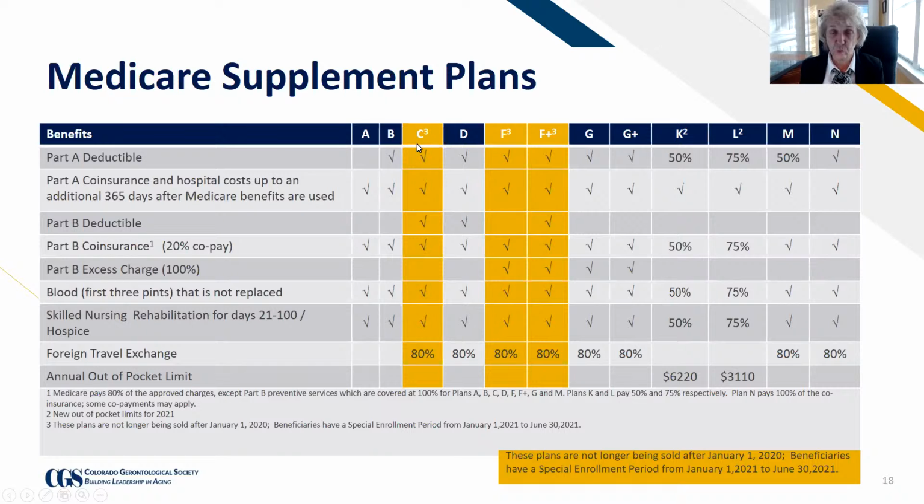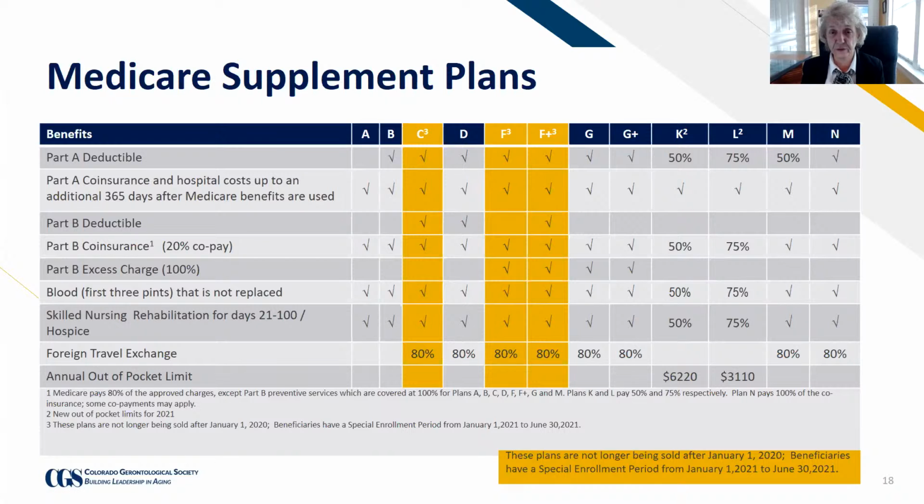As of January 1, 2020, Plans C, F, and F plus can no longer be sold. As of January 1, 2021, if you are in a C, you can change to a D. If you're in an F, you can change to a G. If you're in an F plus, you can change to an F plus.